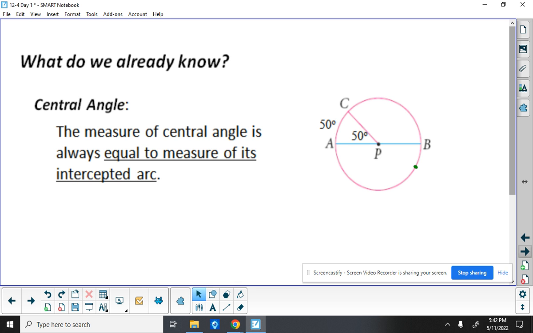We're going to start by looking at what we already know. We've worked with central angles. Remember, a central angle is an angle where the vertex is the center of the circle. If we know the measure of that angle, like this one is 50, the intercepted arc, in other words, where the two segments or rays that form that angle intersect the circle, that arc measurement is the same. It's 50 degrees here, it's 50 degrees there.